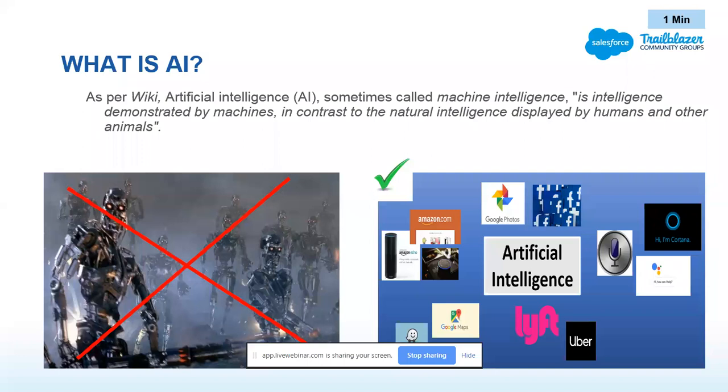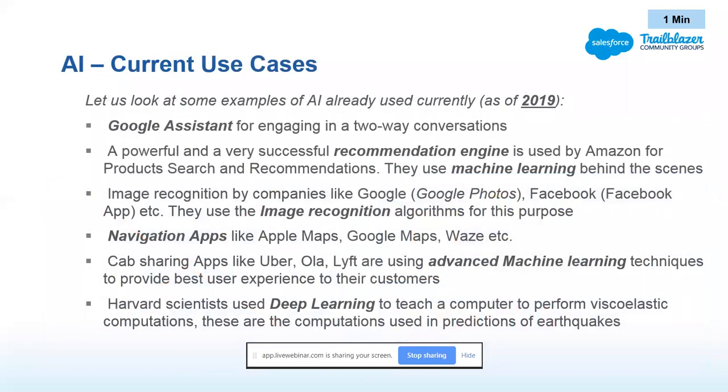That's not how it works now. The way it works now is basically using Google Assistant, using the Amazon recommendation engine, using navigation apps like Google Maps.